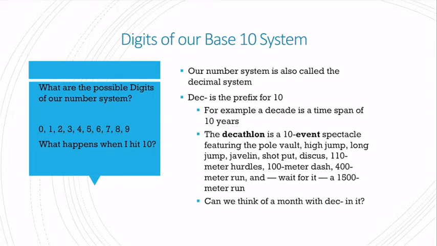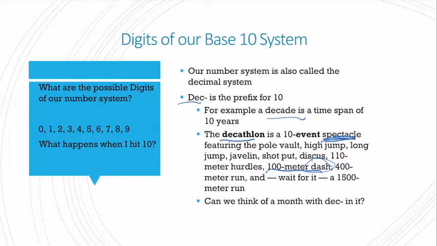So first thing I want us to talk about is our base 10 number system. Our number system is called the decimal system, right? Dec is a prefix for 10. We talked about that in one of my classes. I know we did, right? So also, for example, a decade is a span of 10 years. A decathlon is a 10-event spectacle. And this is really a spectacle. I don't think I could do all of this, you know? Maybe I could run 100 meters, but I wouldn't call it a dash.